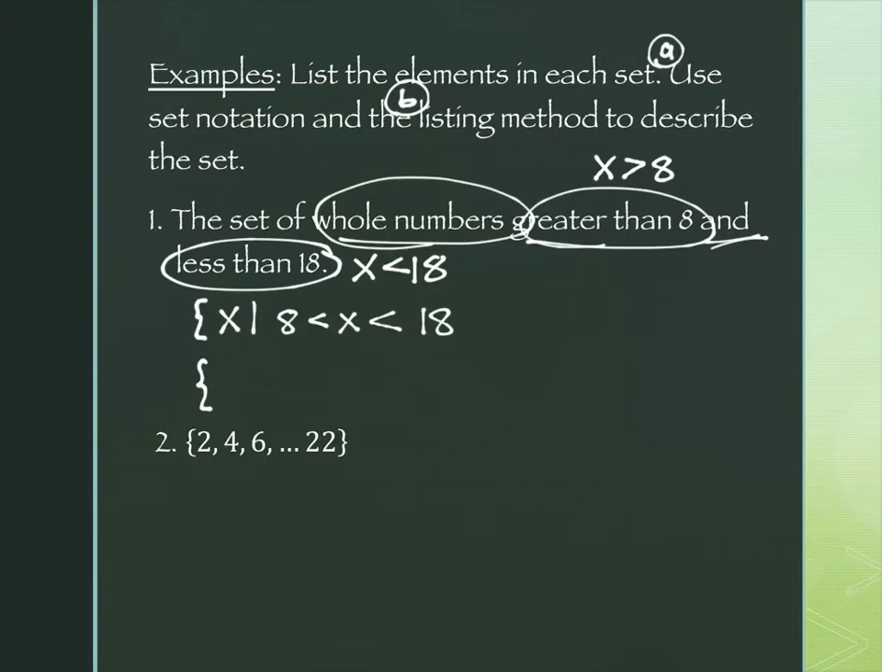Please do notice the inequalities go the same direction. They're both less than inequalities. So even though the original statement started out that X has to be greater than 8, I have switched it around and written it so that they're in the same order. Okay? I also need to tell it that it's whole numbers. Yes?